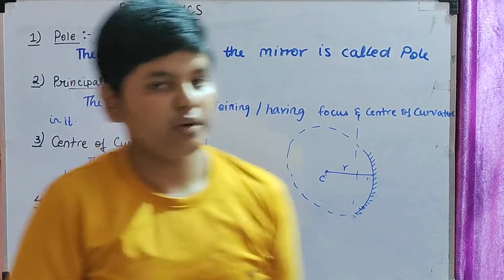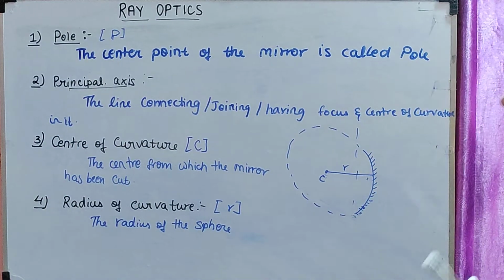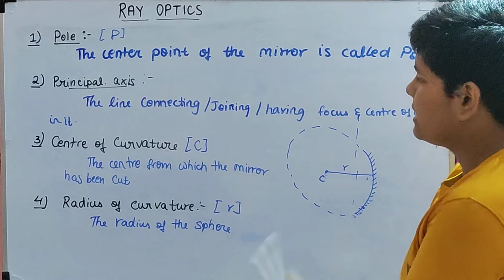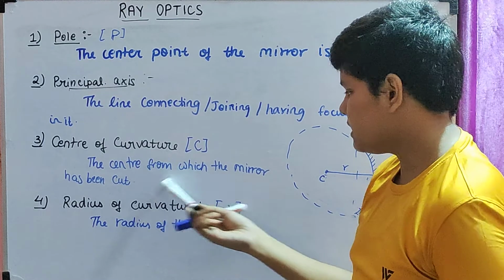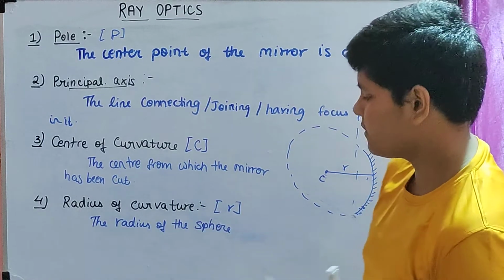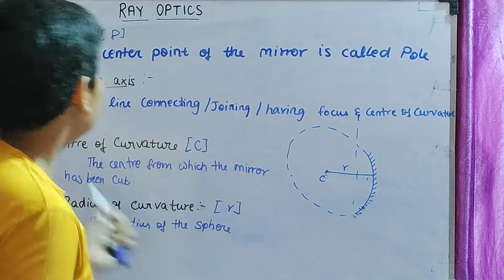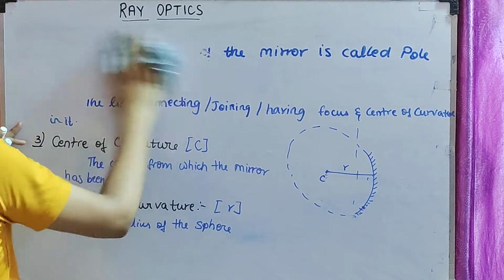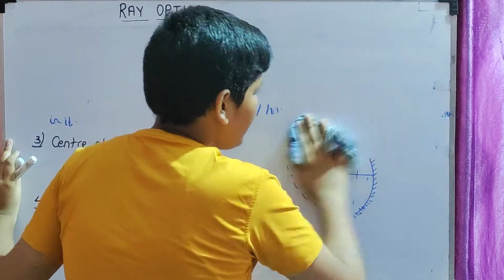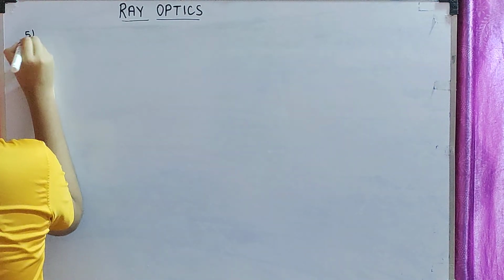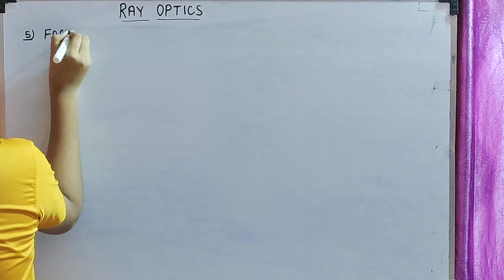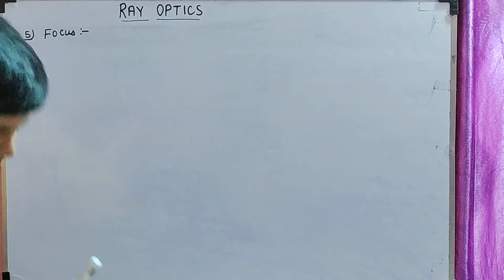So here we have the first four terms. First one, the pole. The center point of the mirror is called the pole. Second term, principal axis, the line connecting or joining or having both focus and center of curvature in it. Center of curvature is the center from which the mirror has been cut. Radius of curvature is the radius of the sphere. These are the first four. Then we have one of the most important part of the whole mirror, that is focus. Now, fifth one, focus. Now this has some definition which is actually lengthy.